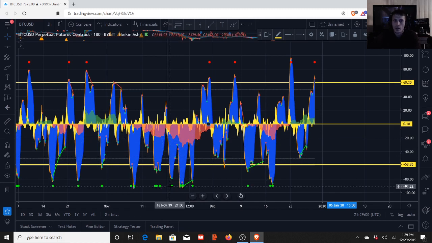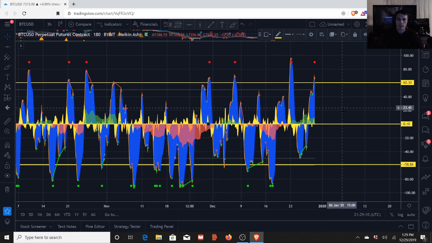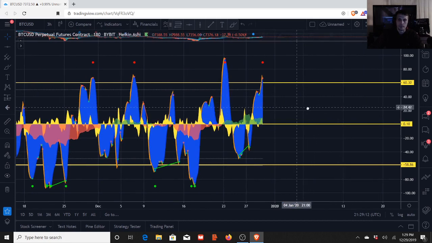Don't enter long on the dot. Wait for confirmation. And I'm going to show you what I mean by confirmation and how you can tell. Okay. First, we're going to start off with what I used in the indicator.